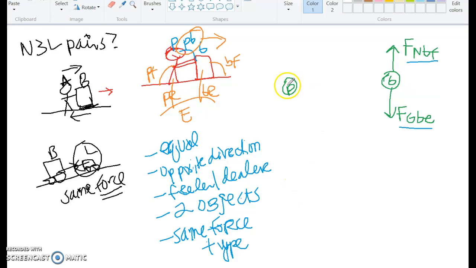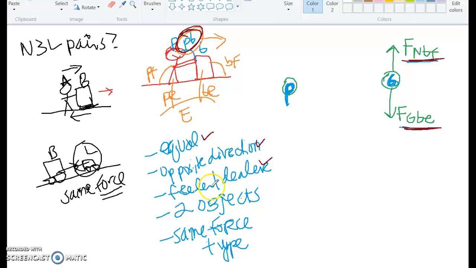So here I have a feeler and a dealer. These are my two guys. Person, box are my two guys. This interaction here is creating both the feeler and the dealer. So this is not a pair. Although it is equal, it is opposite, because these forces are balanced.